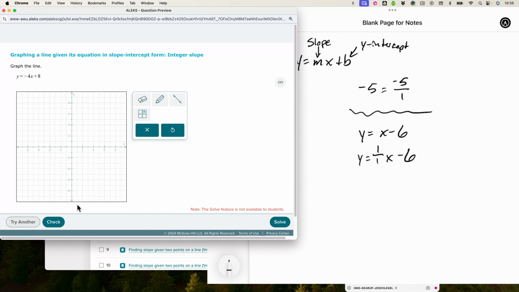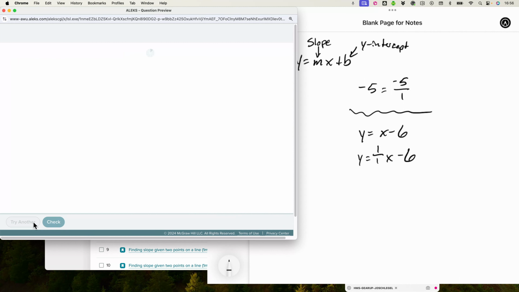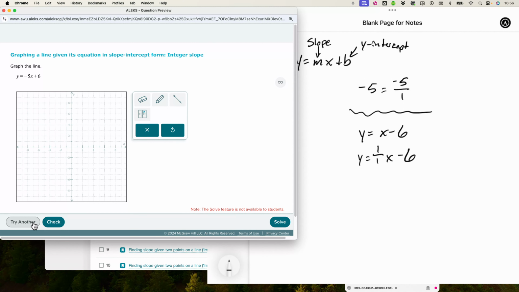Okay, let's try another. See if we get something more interesting here. Looks like we're not going to. Let's do this one. Negative 5x plus 6. We begin graphing at the end of the equation, so that's a positive 6.